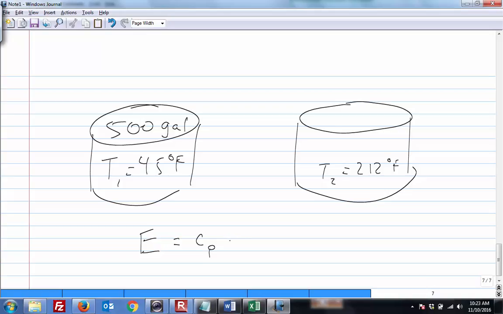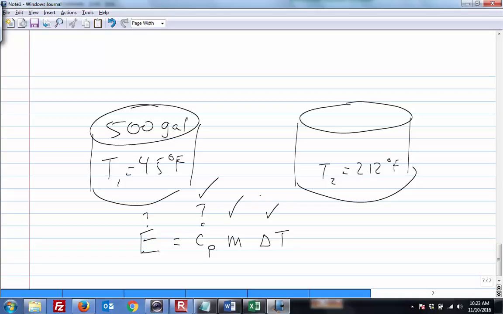Now, in this case, the trick, and I'm not going to give the answer away: C sub P times M times delta T. That's the equation you're going to use, because you want to know what this is. So you will be able to find the specific heat capacity for water. I've given you 500 gallons, so you'll be able to find that. You know the mass, and you know the change in temperature.